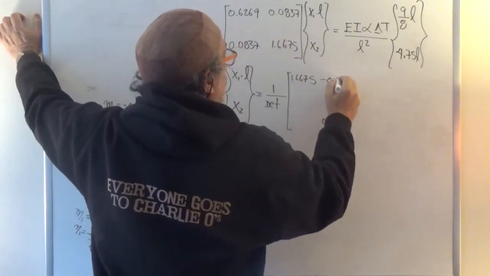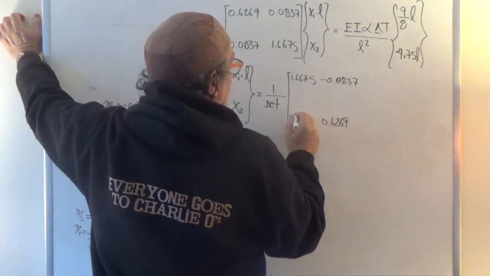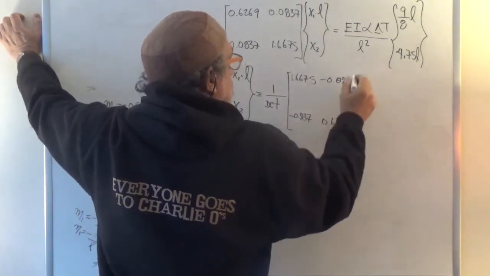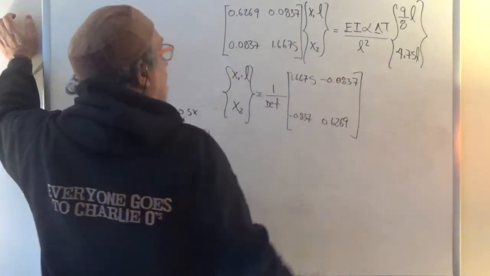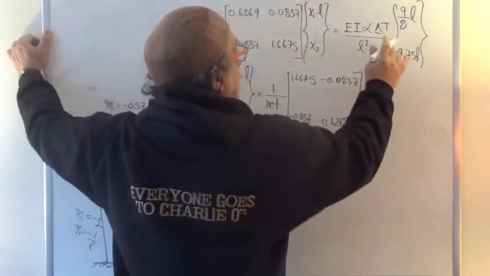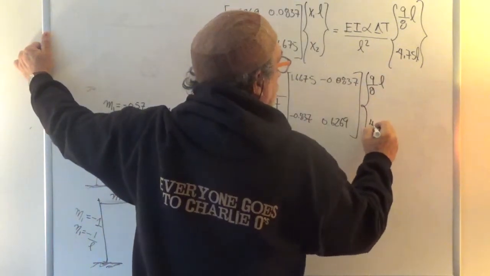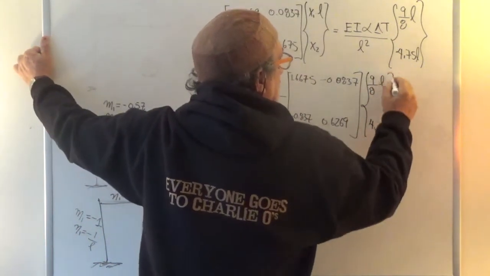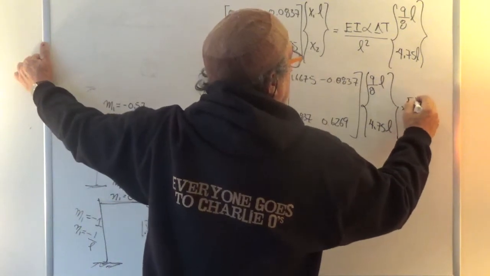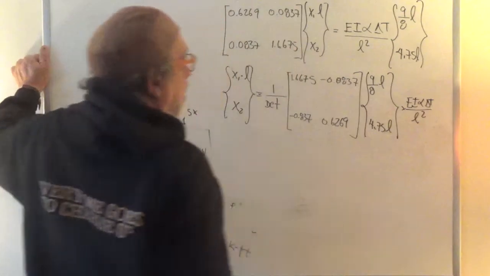So 0.0837, or have done it anyway traditionally, 0.0837. So the off diagonal changes sign, the diagonal are flipped. And then that is multiplied times the right side. So that's 9/8 of L, 4.75 L, multiplied times EI alpha delta t over L squared.